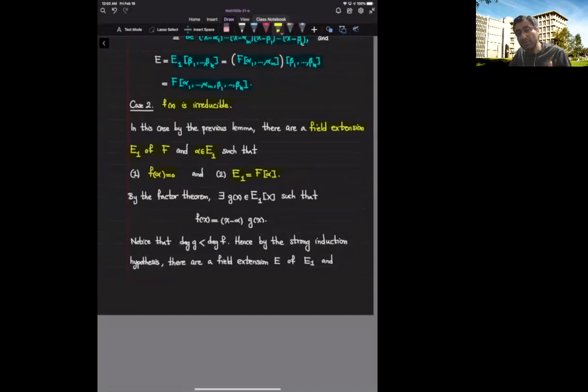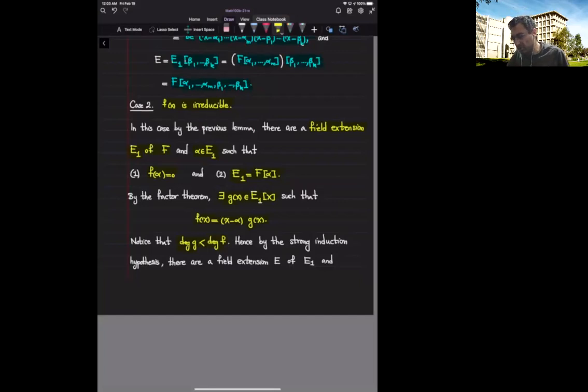Now, if I use the factor theorem, because alpha is 0 of F, I can find some polynomial with coefficients in this larger field, E1, such that F is x minus alpha, this 0 that we found, the linear factor that comes out of that 0, times this polynomial g of x. Notice that immediately we can say degree of g is 1 less than degree of f. And in particular, degree of g is strictly less than degree of f, and so I can use the strong induction hypothesis for the polynomial g.